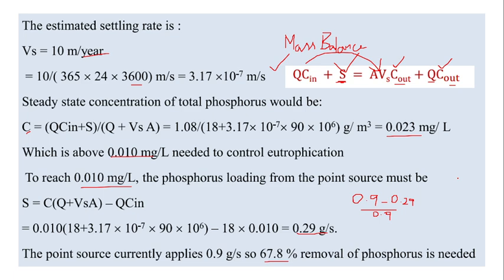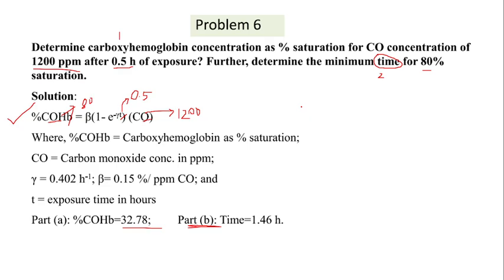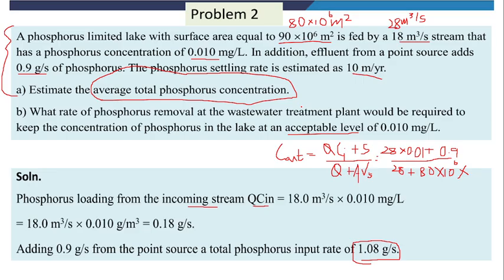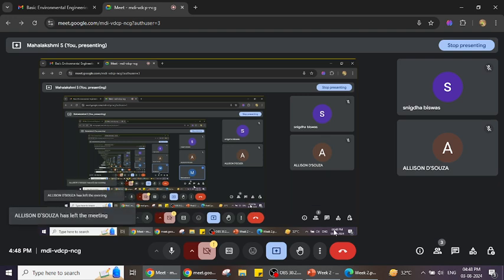Vs is 10 meter per year and it is transformed to meter per second. When you convert meter per year to second, what is the new value? We can take it from here: 3.17 into 10 power minus 7. So you have to multiply 3.17 into 10 power minus 7. If you solve this one, you get this here. Did anyone solve this problem?